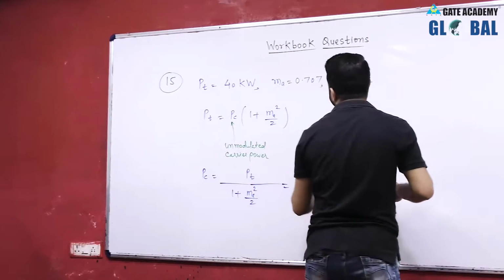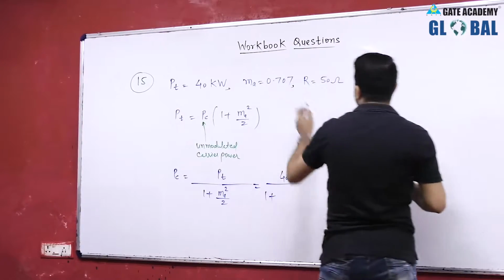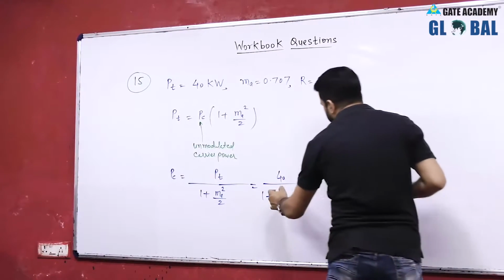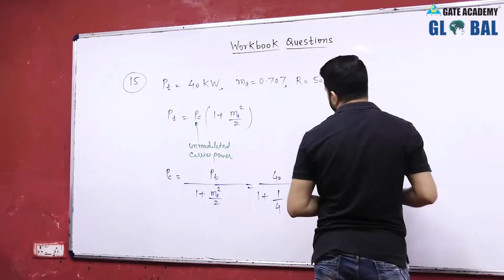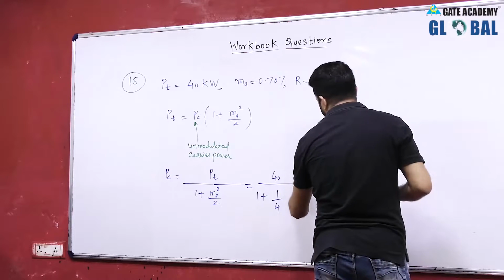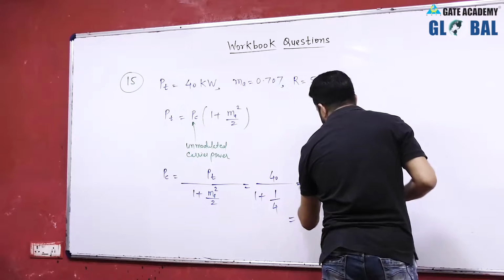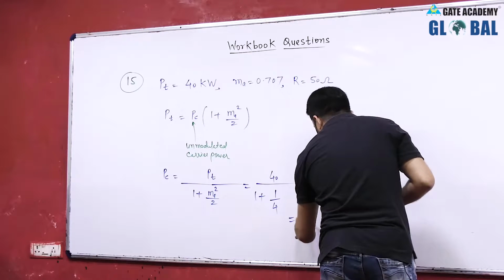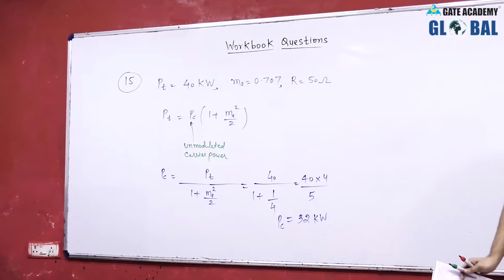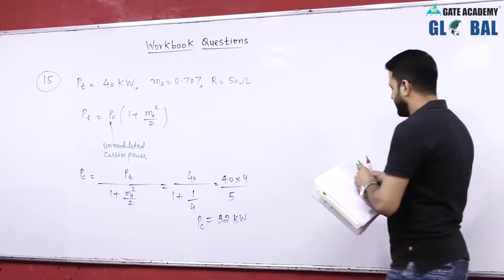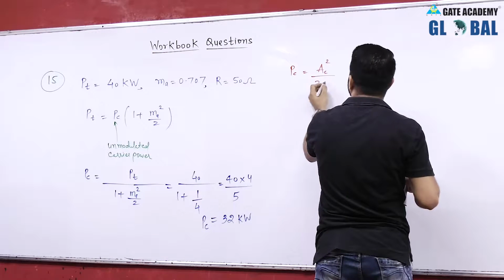So PT is 40 divided by 1 plus, this is 1 by root 2, and the square of 1 by root 2 is 1 by 2. So this is 1 by 4, and we get 40 into 4 divided by 5, or you can write 32 kilowatt. So the carrier power before modulation is 32 kilowatt, and PC is given by AC square by 2R.